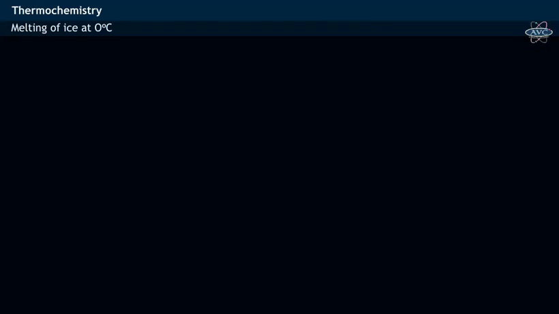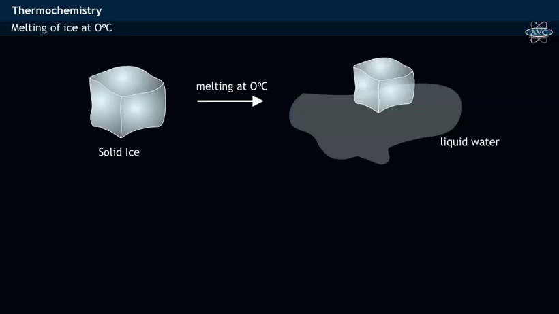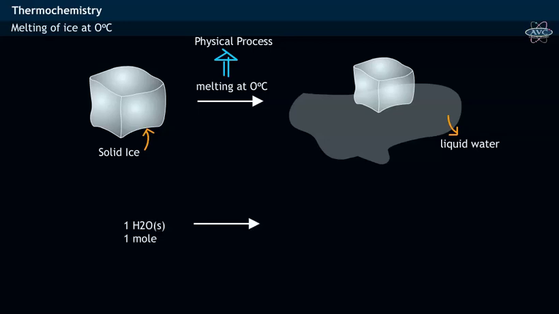Melting of ice at 0 degrees Celsius. Melting of ice at 0 degrees Celsius is a physical process as solid ice is converted into liquid water as shown. During this phase conversion, 1 mole of solid water, H2O(s), is converted into 1 mole of liquid water, H2O(l).